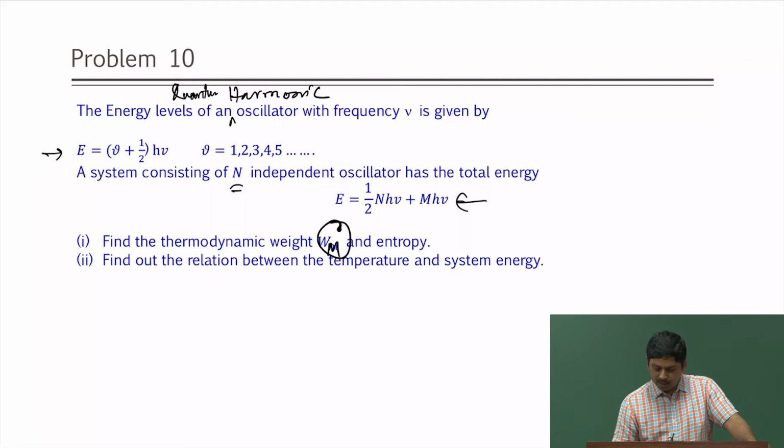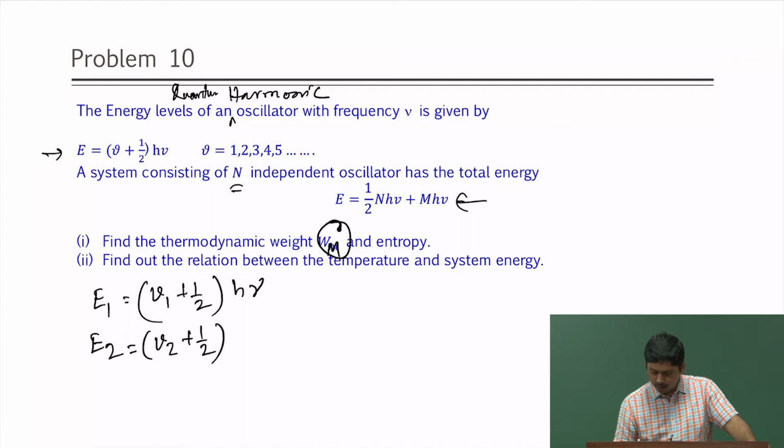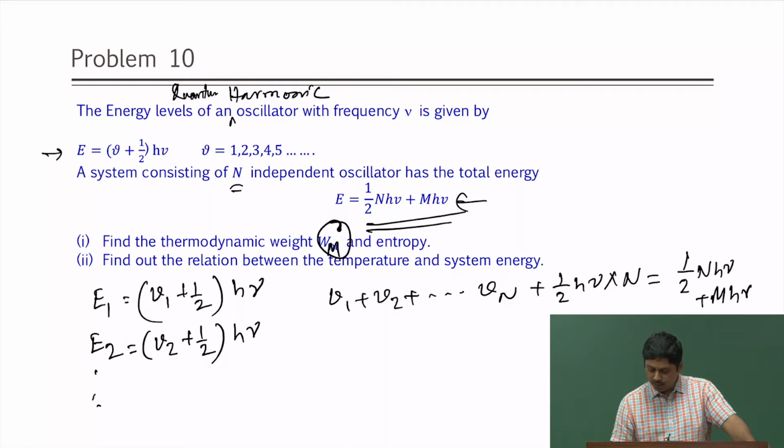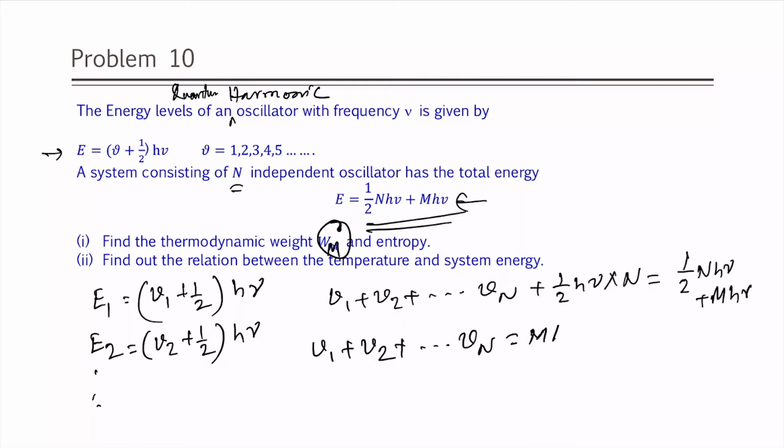The first one, let's call it having energy E1. It is, let's say, V1 plus half h nu. E2 is V2 plus half h nu, and so on. Now, when you add them up, you get V1 plus V2 plus ... Vn plus half h nu multiplied by n, equal to what is given here, half n h nu plus M h nu, which means V1 plus V2 plus ... Vn is M h nu.